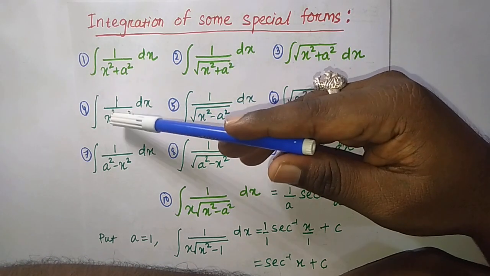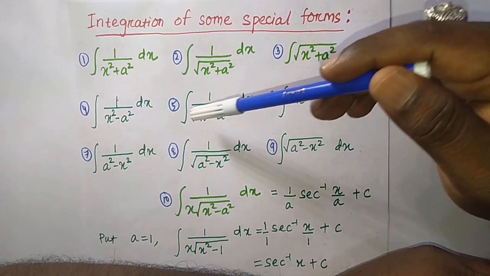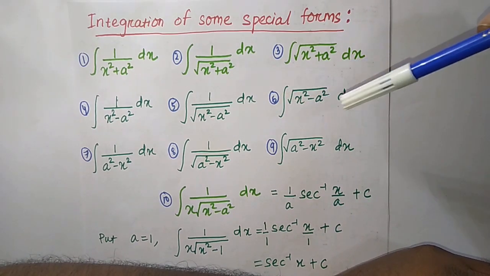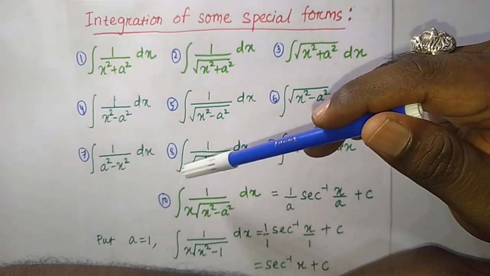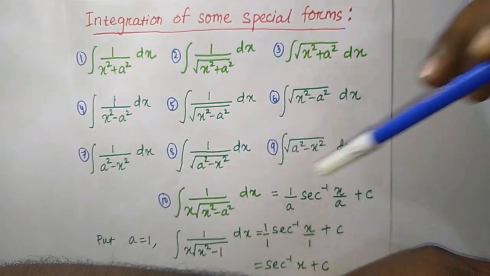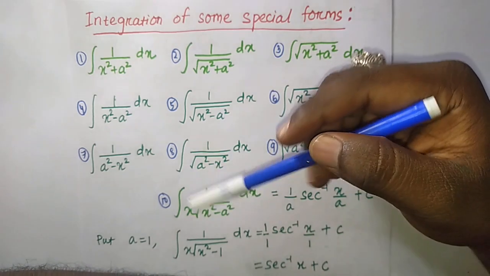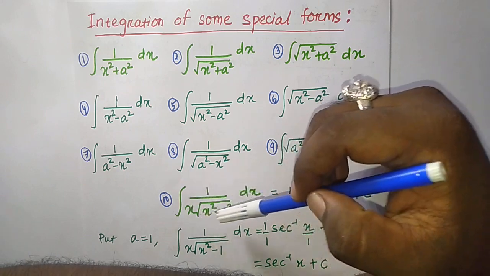And fourth one is integration of 1 by x square minus a square. And here 1 by root over of x square minus a square. And here only root over of x square minus a square. And here 1 by a square minus x square, and here 1 by root over of a square minus x square, and here it is root over of a square minus x square. And last one is integration of 1 by x into root over of x square minus a square.